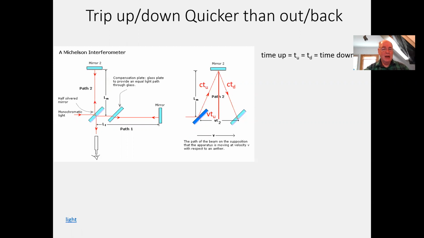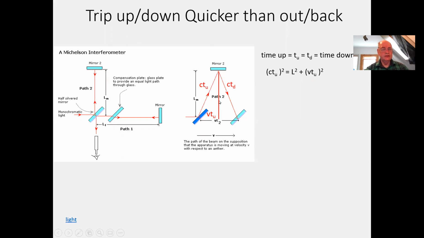So how do we find the time of up and down? Well, the first thing to notice is that they are the same, so we just need to find one and double it. Of course, we're going to use the Pythagorean theorem, because as the light is moving from the mirror up to the far mirror, the Earth is moving. And so in this time t_u, the light will move a distance c t_u, and the Earth will move a distance v t_u.